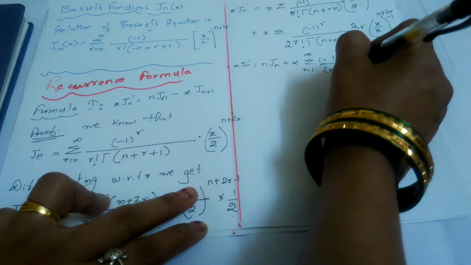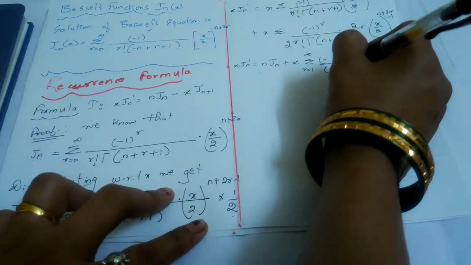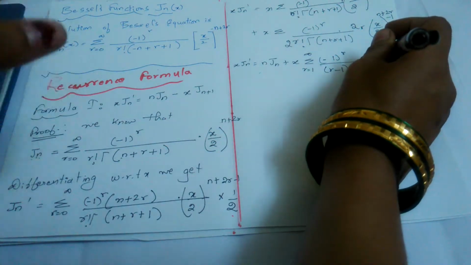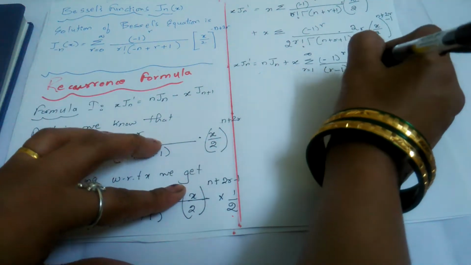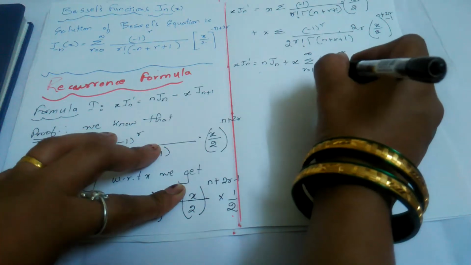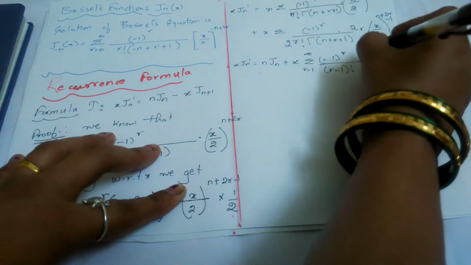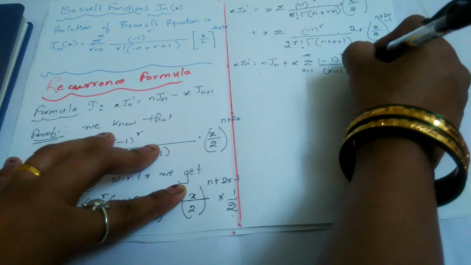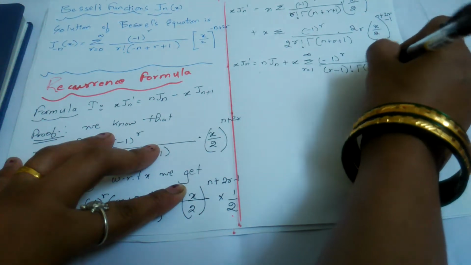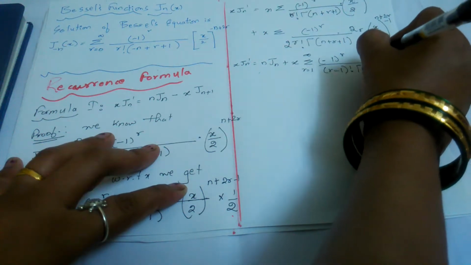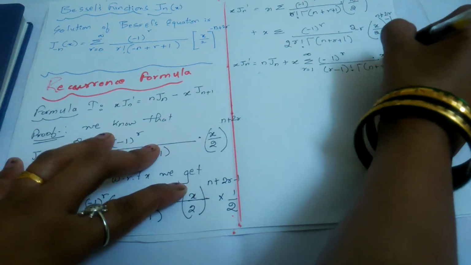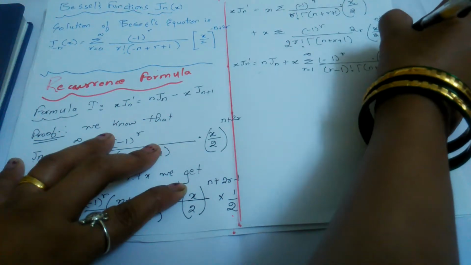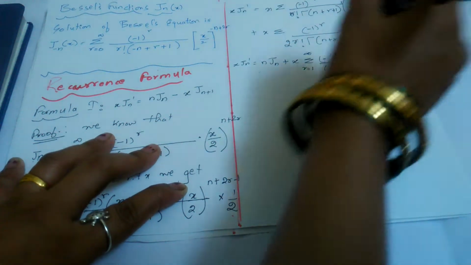Now we are substituting the value of r in the later step. So before that we just need some substitutions here. Here I am substituting r minus 1, and here it will be n plus r plus 1 into (x/2) raised to n plus 2r minus 1.